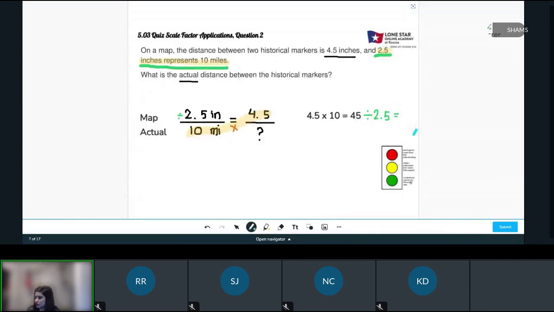Go do the division by 2.5. Everybody work it out. Do 45 divided by 2.5. Nina, I agree with you. I also got 18. There are also a lot of good mental math strategies that could be applied here to get the 18 without doing some long division. So the actual distance between the historical markers is going to be 18 miles.